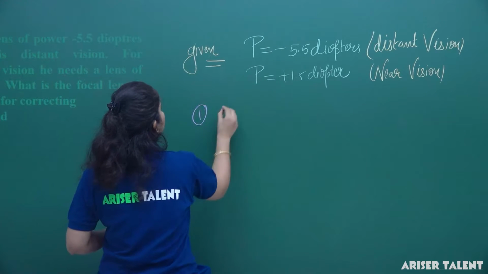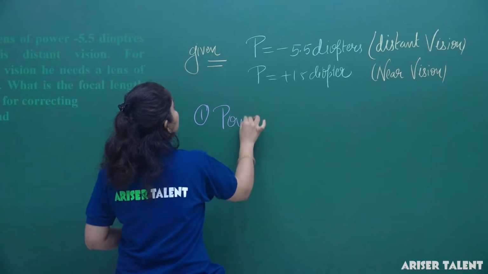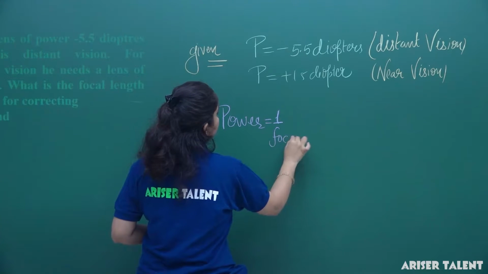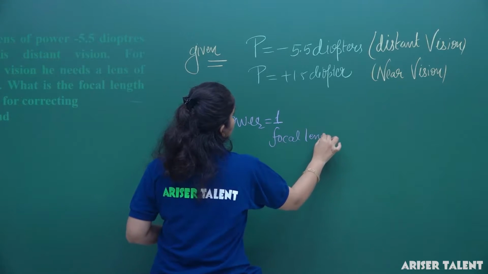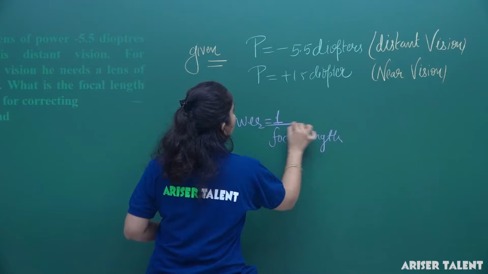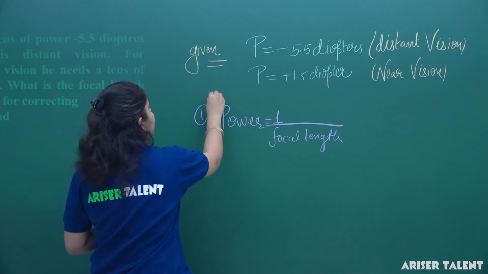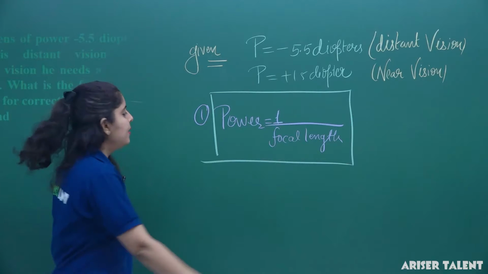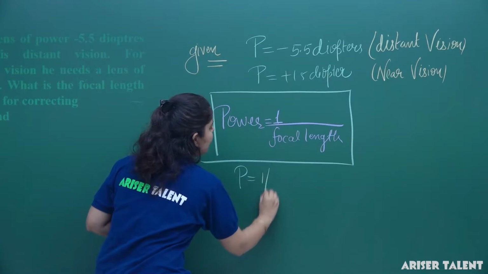In the first part, we know that the power is given by a formula, that is 1 upon focal length. This is the formula for calculating the power. Power will be equal to 1 upon focal length. It means P equals 1 by F.